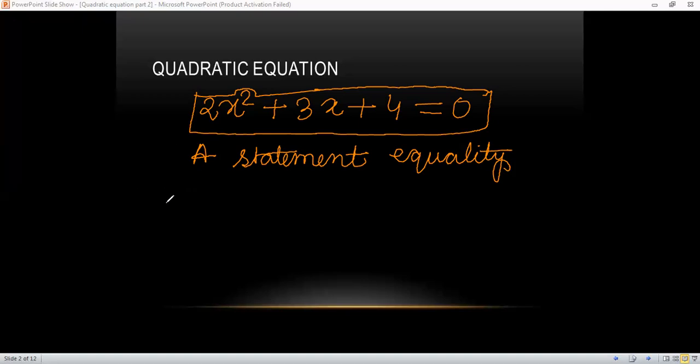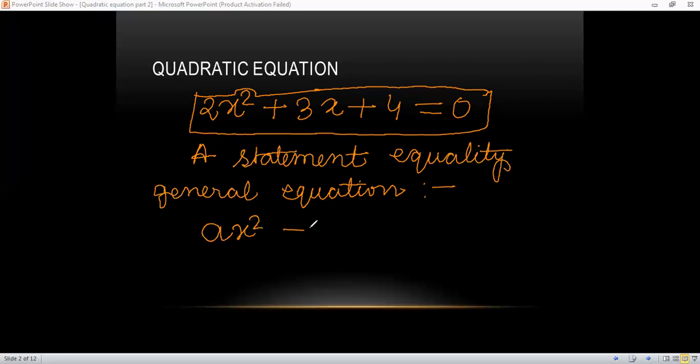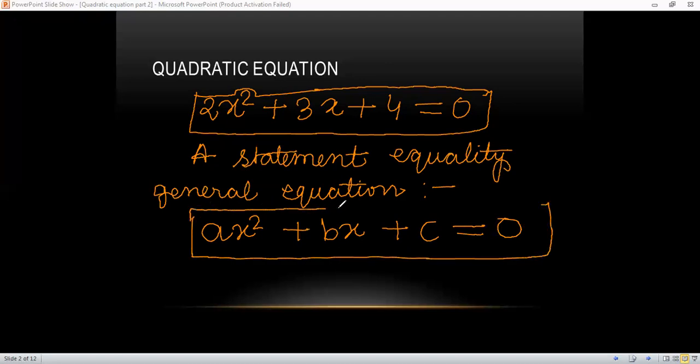When we write the equation in general form, that is the general equation, we write it as ax square plus bx plus c is equal to 0. Here a, b, and c are constants and x is a variable. That means for x, we can take any value; the value of x is not fixed. In place of x, we can take any number. So variable means the value of x is not fixed.